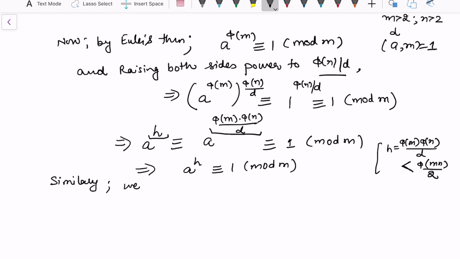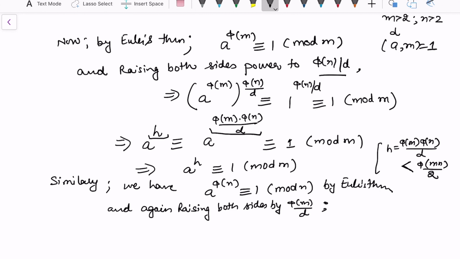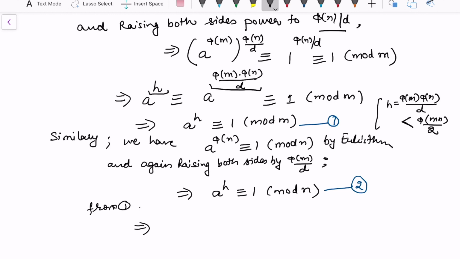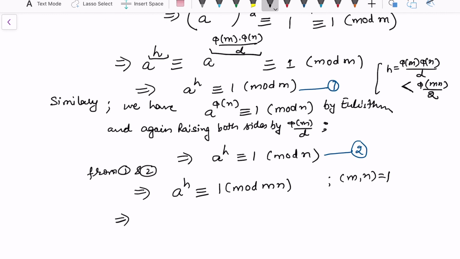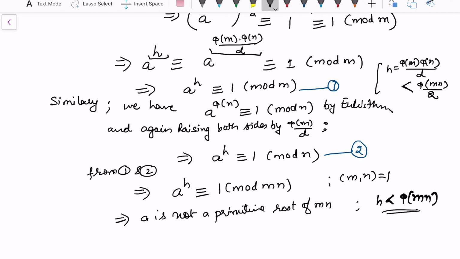Similarly, we have a to the power phi n is congruent to 1 modulo n by Euler's theorem. And again, raising both sides to phi m by d, we will have a to the power h is congruent to 1 modulo n. Now, once we have one congruence with respect to modulo m and another with respect to n, from 1 and 2, we get a to the power h is congruent to 1 modulo mn, because the GCD of m and n was 1. And this proves our result, because h is less than phi of mn, this implies a is not a primitive root of mn, and this is what we desired for primitive root.